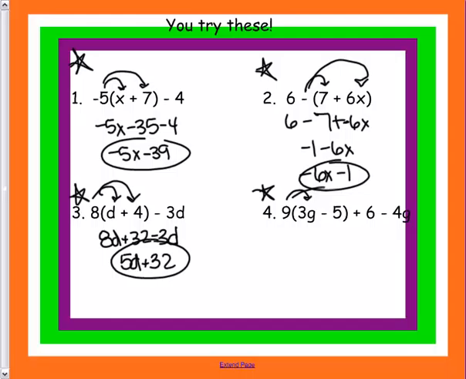All right, 9 times 3g and 9 times a negative 5. 9 times 3g is just like 9 times 3, which is 27 g's, minus, and 9 times 5 gives us 45. Remember to check everything with a calculator. Bring down everything else. So 27g minus 4g would be 23g, and negative 45 plus 6 would be negative 39.